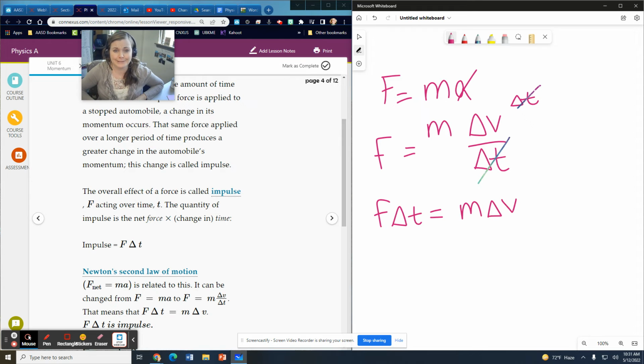Hey, that looks a lot like momentum. It is. Change in momentum. So the change in momentum is equal to force times time. That's what this is saying. So this basically tells us what the impulse momentum theorem is. This is impulse. Change in momentum is what's known as impulse. We can write this as impulse.